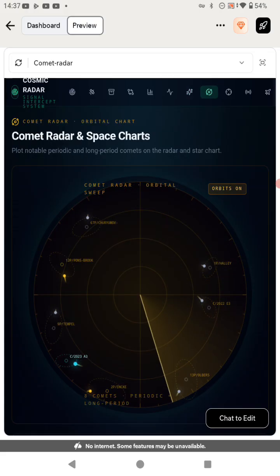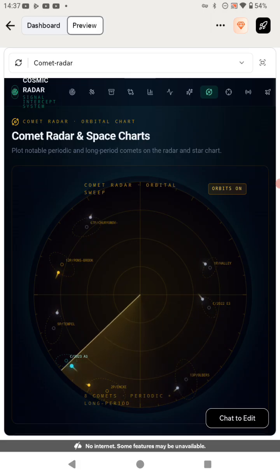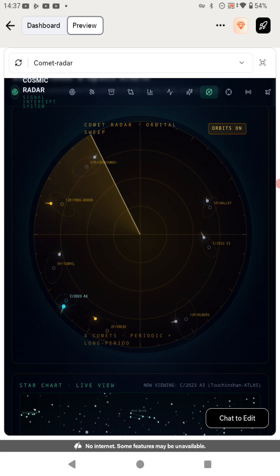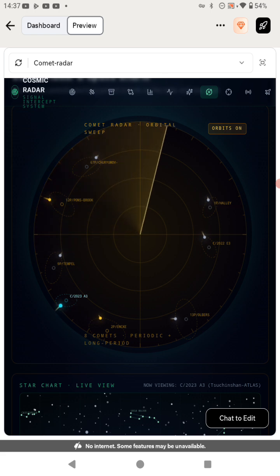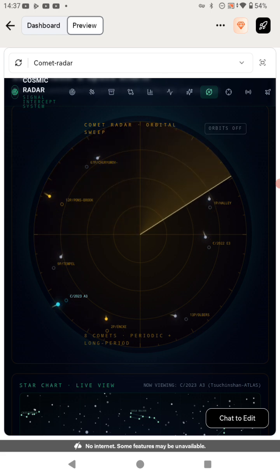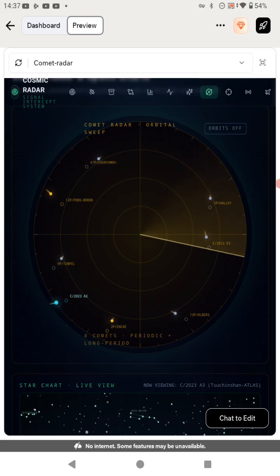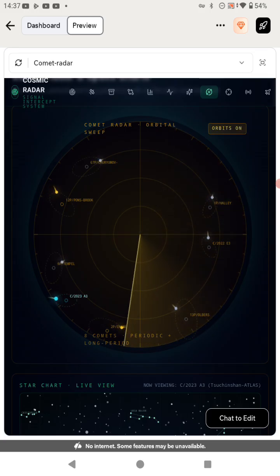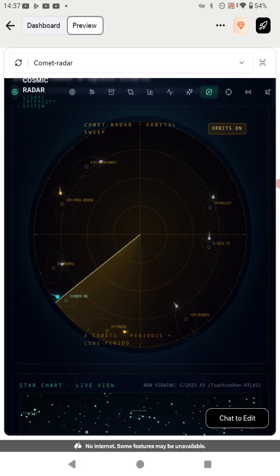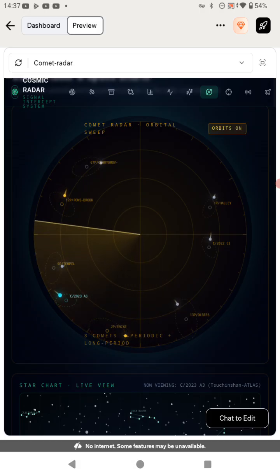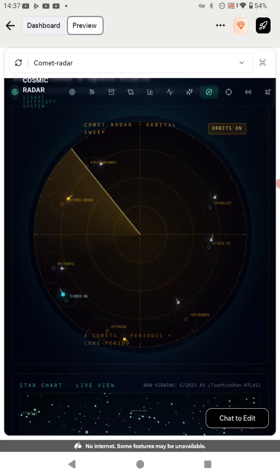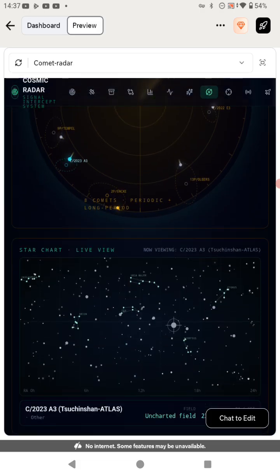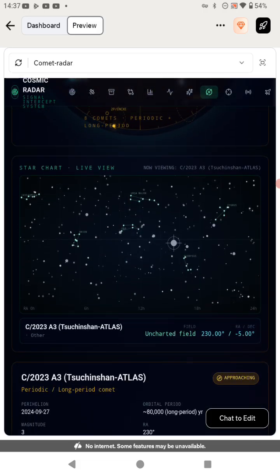Now, this is the Comet and Space Charts radar. So as you can see, we got quite a few comets there. Comets on, okay, so now that's switched off the comets. Put that back on. And then, orbits. Okay. Yeah, orbits off, orbits on. So I guess this is where the comets are orbiting. There you got your star chart.